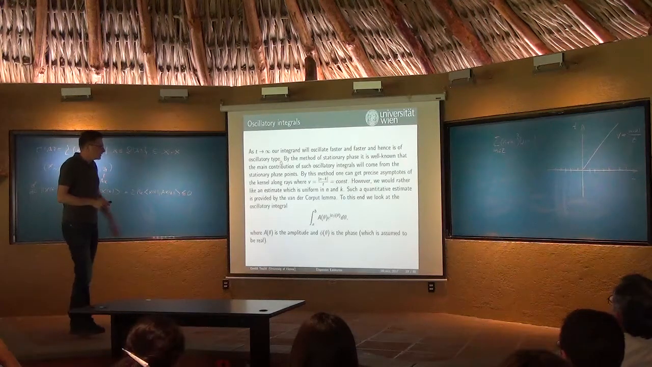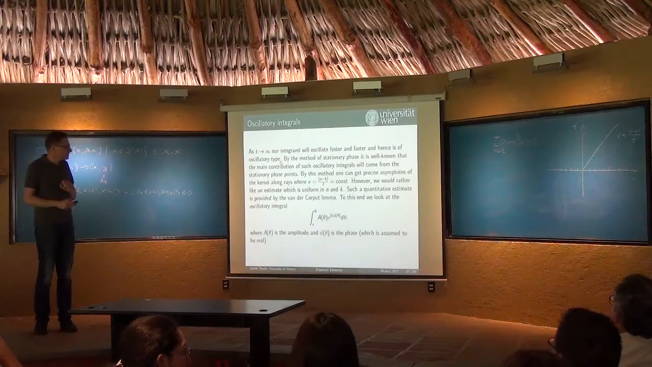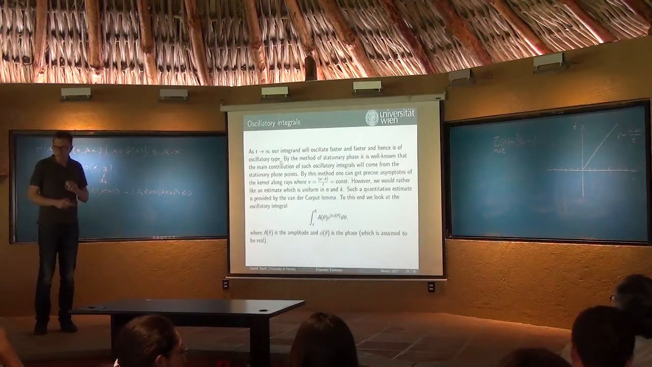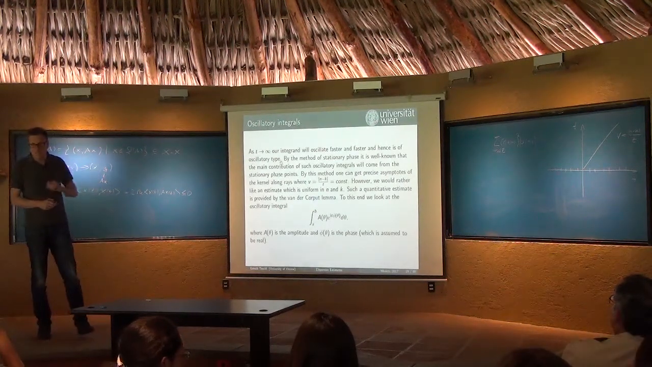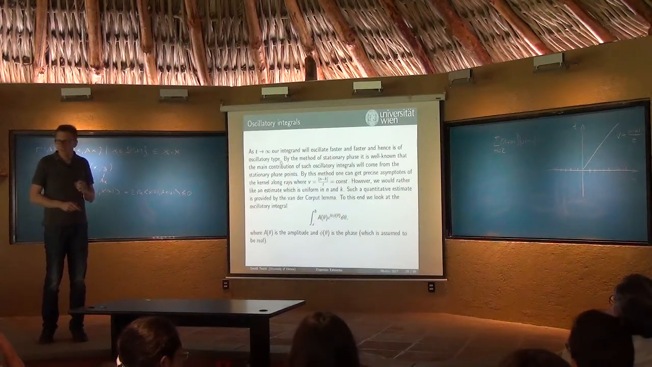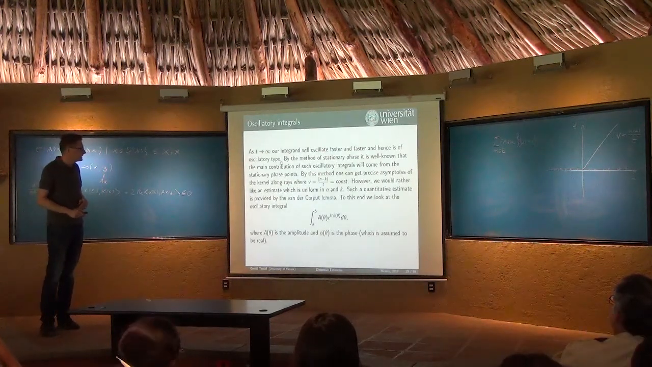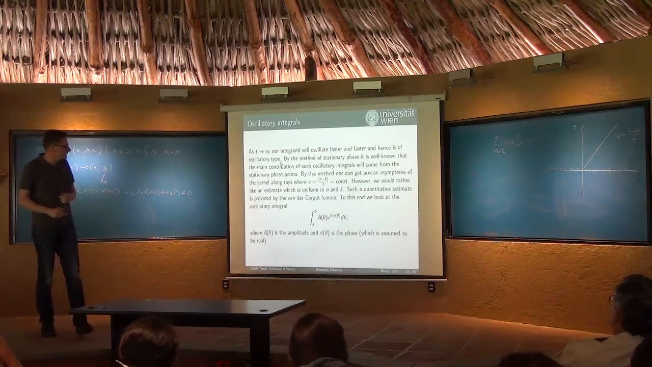Okay, and we want to have a quantitative estimate, because in most situations when you look at the stationary phase method, you will write down some explicit asymptotics for this integral, but the explicit asymptotics will only work in a certain direction, and as I said, we want to cover all directions. We want to have something uniform, and the nice estimate for this is known as van der Corput lemma.